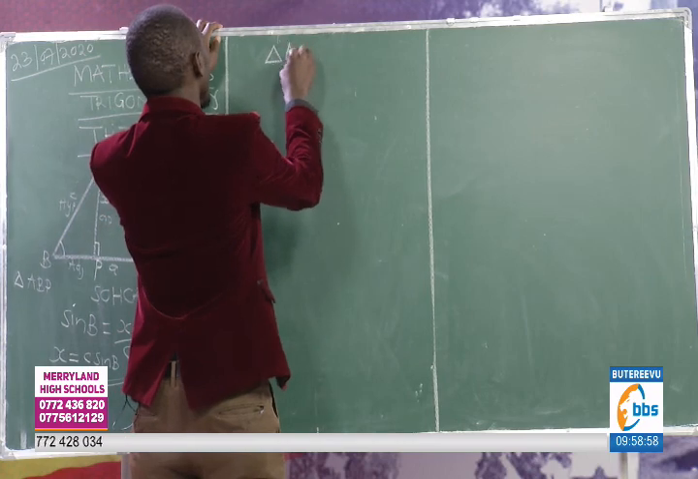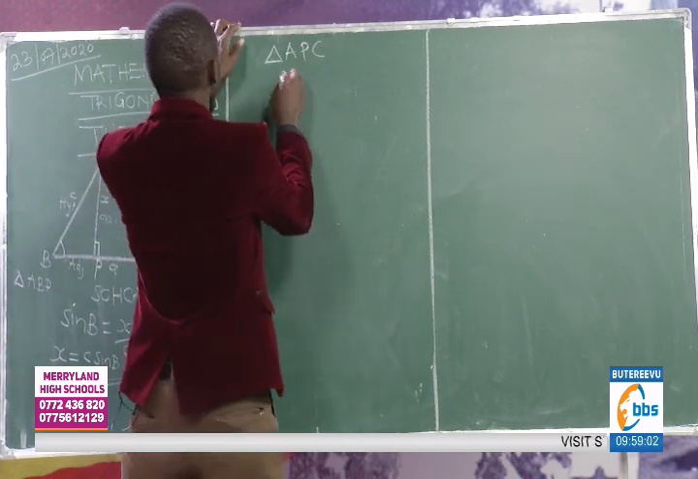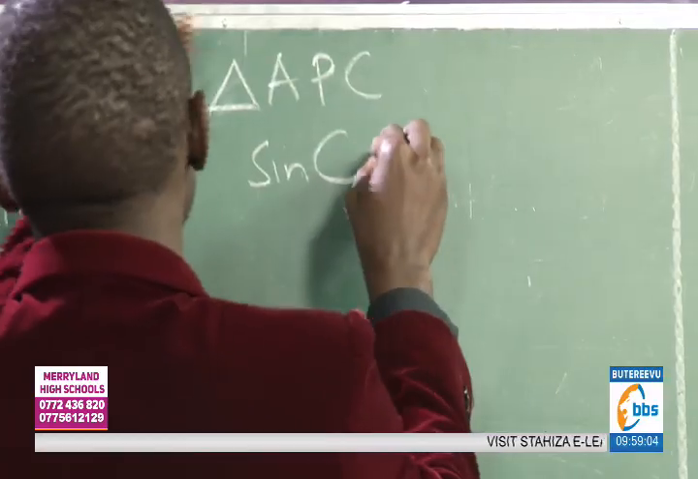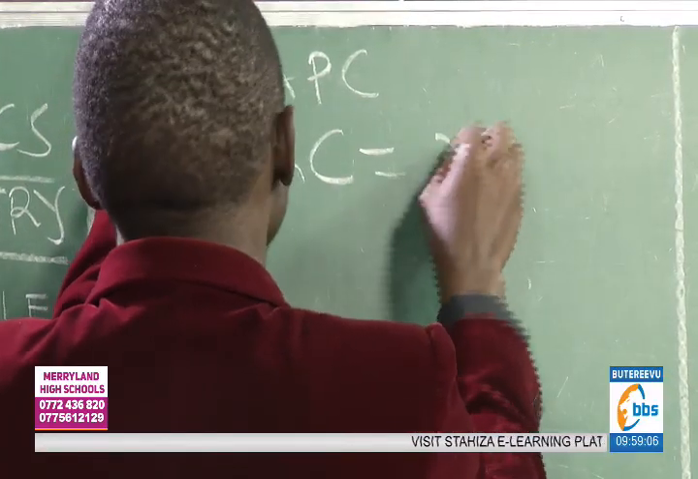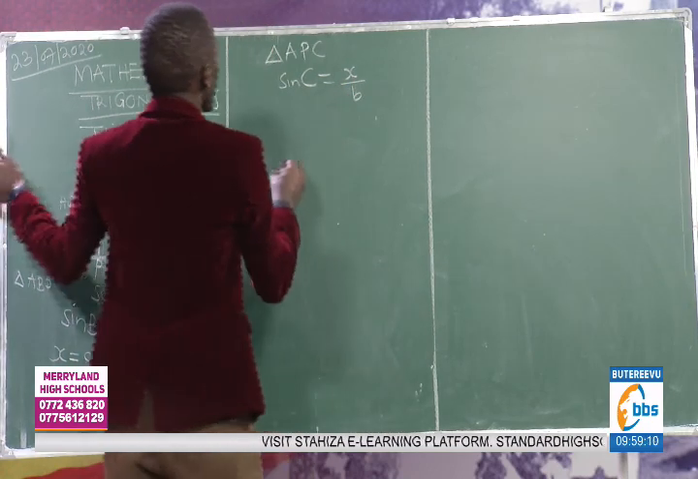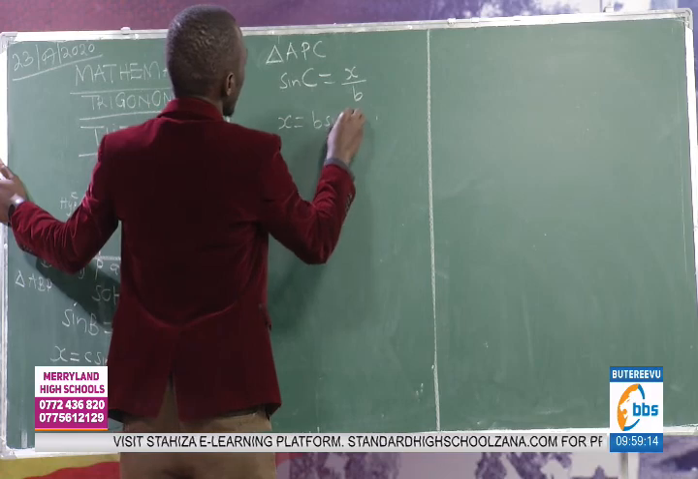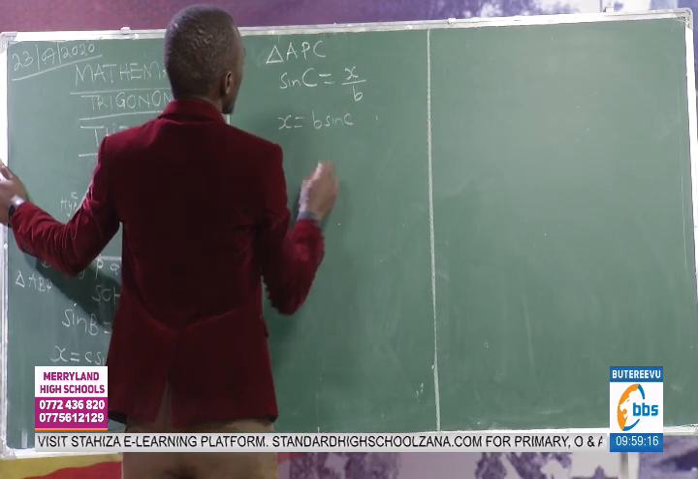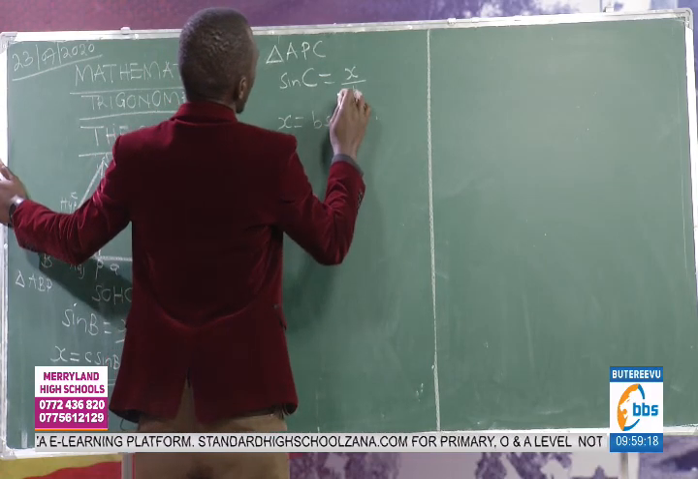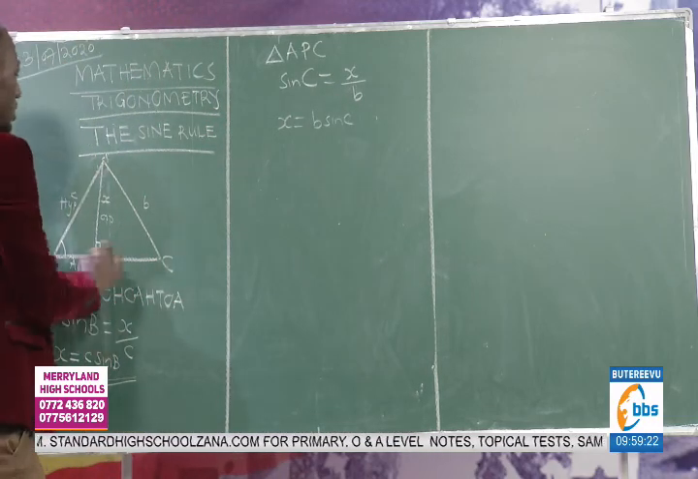From triangle APC, I'll be having my sine C, in this case, equal to the opposite, which is x, out of the hypotenuse, which will be B. So it means that x can be equal to B sine C. So that is also very true when I use this second triangle.